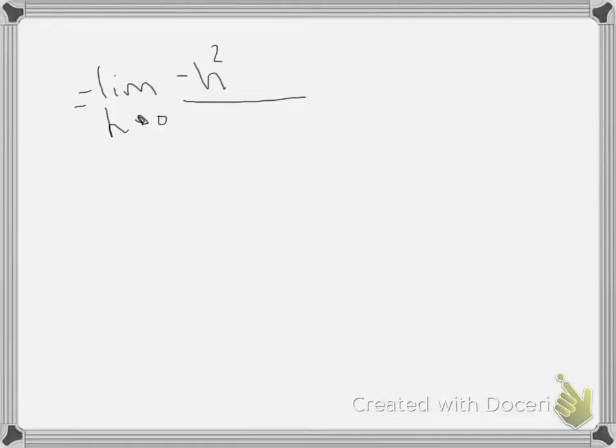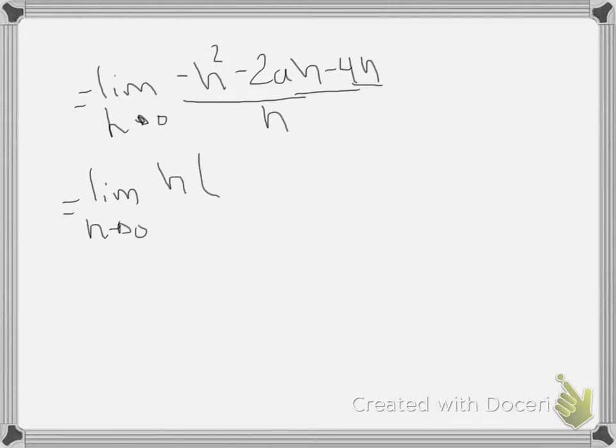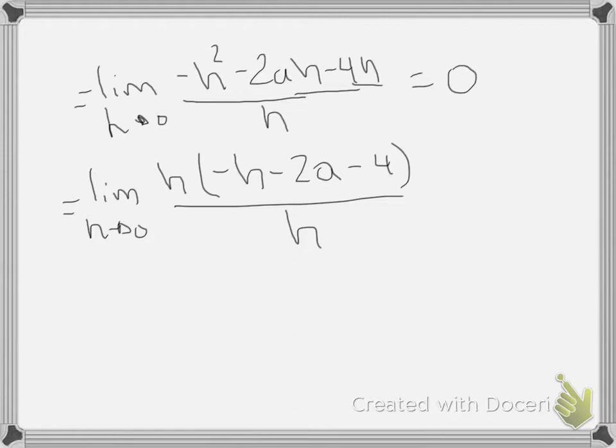We have negative h squared minus 2 times a times h minus 4h all over h. Still, if you plug in 0, you get 0 over 0, but that numerator is a lot nicer. Not only that, but our numerator all has the letter h, which is a good thing. That's going to allow me to factor out that letter h. If I factor out h, I'll be left with a negative h minus 2a minus 4 all over h. Now, what's really important is that this limit still equals 0, because on the last slide, it said that we want the tangent line to be horizontal, which means the slope has to equal 0. So this limit still equals 0.